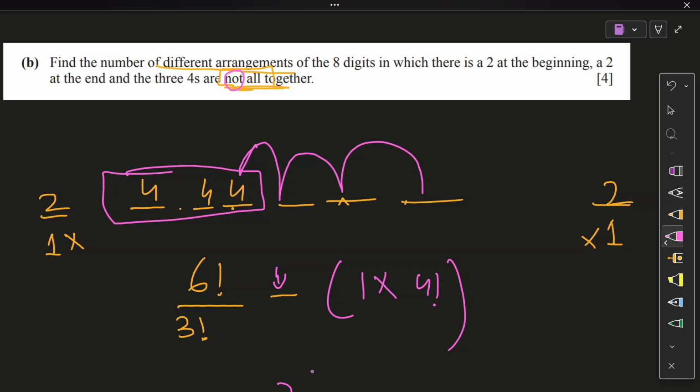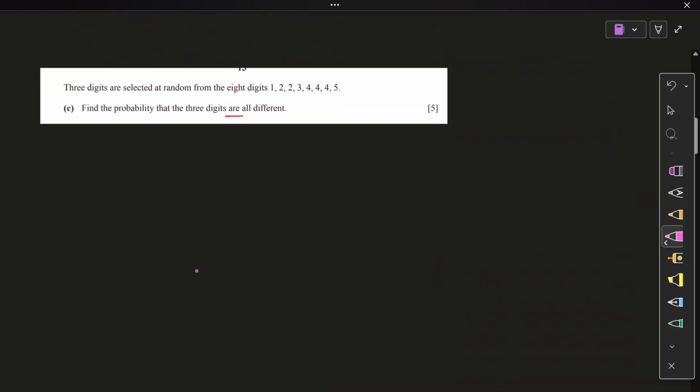6 factorial divided by 3 factorial minus 4 factorial. In this 4 factorial, nothing repeats. That's why I'm not dividing by anything, by the way. And our answer is 96 ways of different arrangements. There we go, easy question. Moving on to part 3.